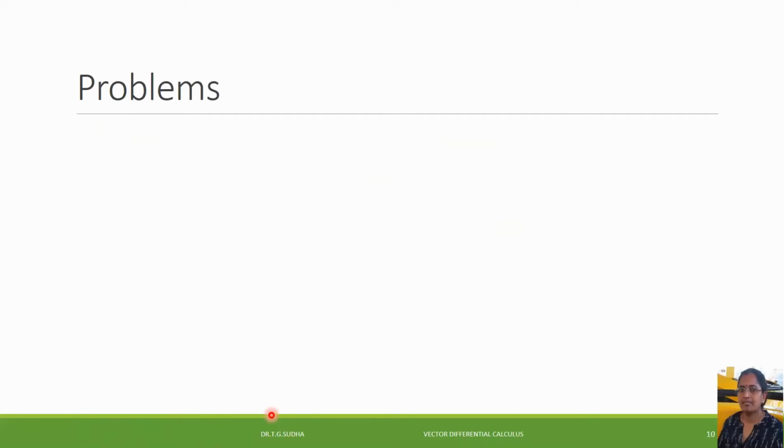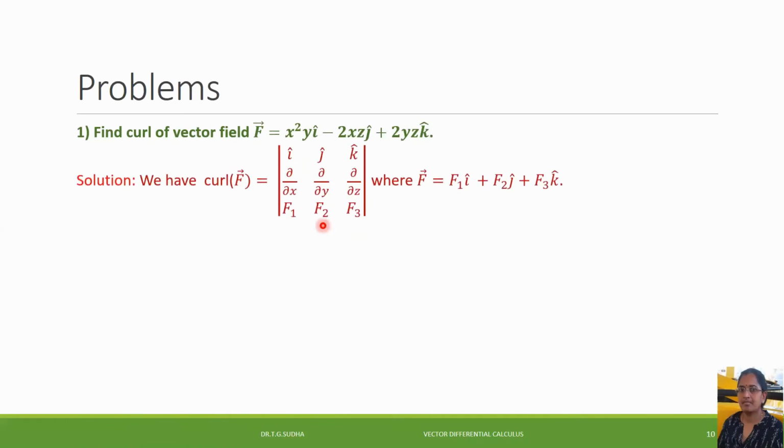Now let us move on to the problems. We need to find the curl of the vector field f equal to x square y i minus 2xz j plus 2yz k. So we know curl f can be represented using a determinant, with first row i, j, k, second row dou by dou x, dou by dou y, dou by dou z, and the third row f1, f2, f3, where f is f1 i plus f2 j plus f3 k.